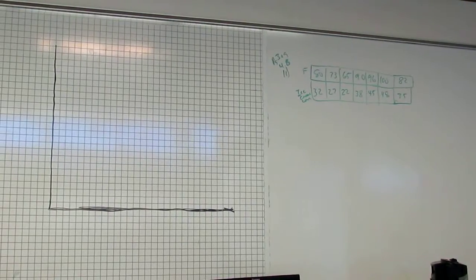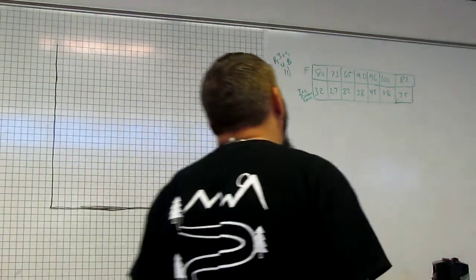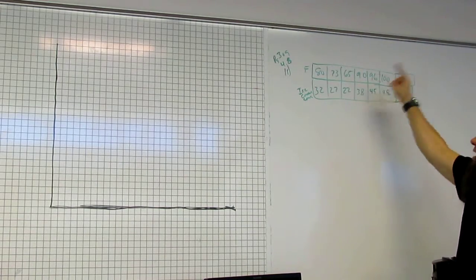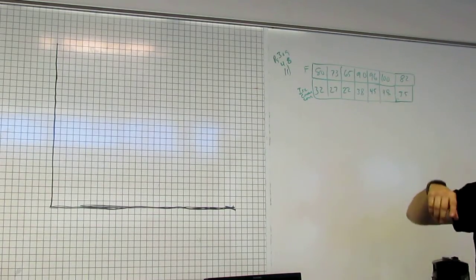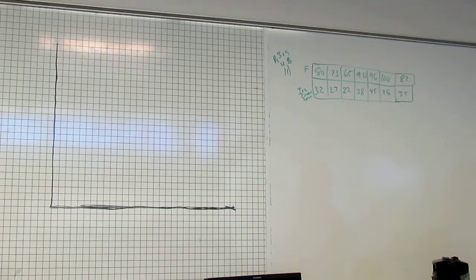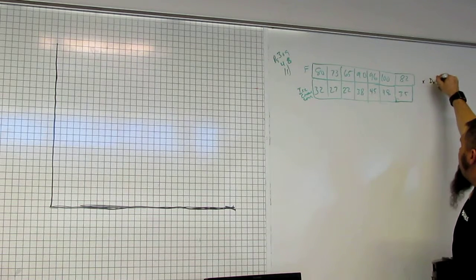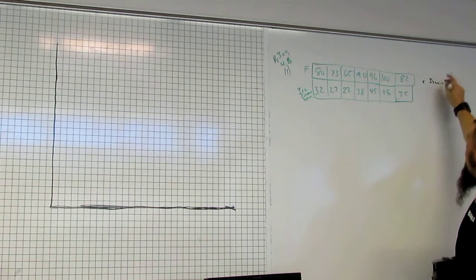Okay. So what's going on here is we have 80, 73, 65, 90, 96, 182. What's my highest, my lowest? What's my domain? This is X. This is my domain.